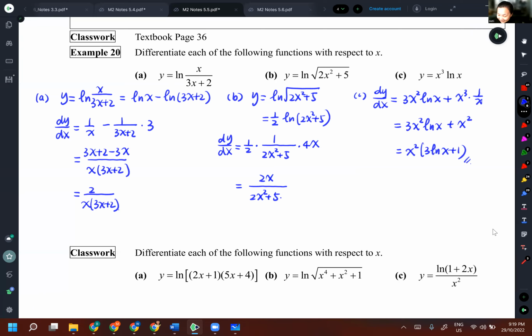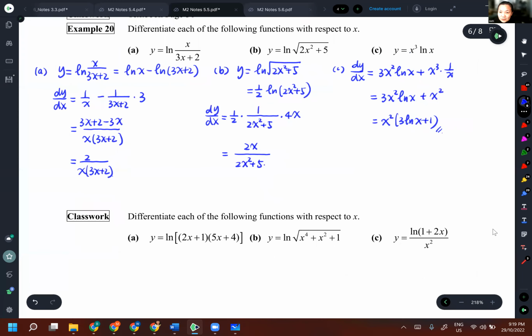So probably in this classwork exercise, you should use the log property first before you differentiate. Otherwise, it's just too long. When you're done, let me know.